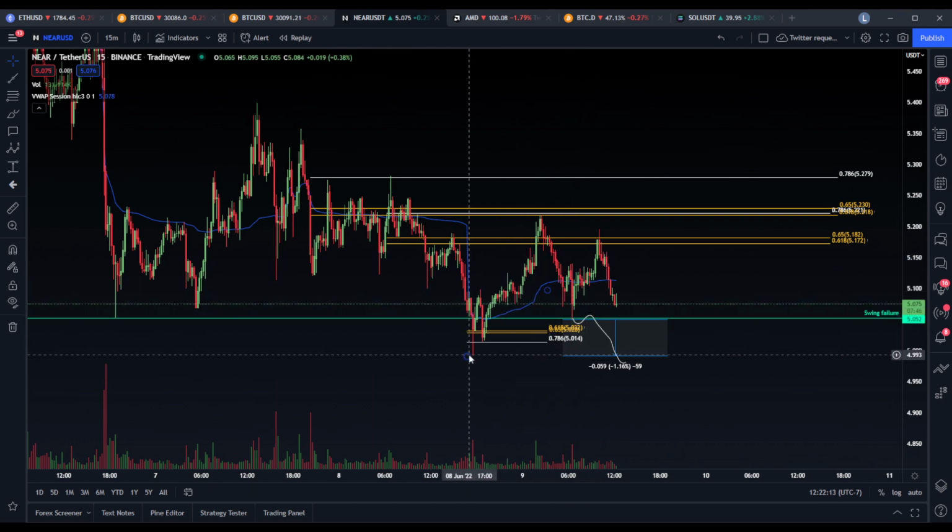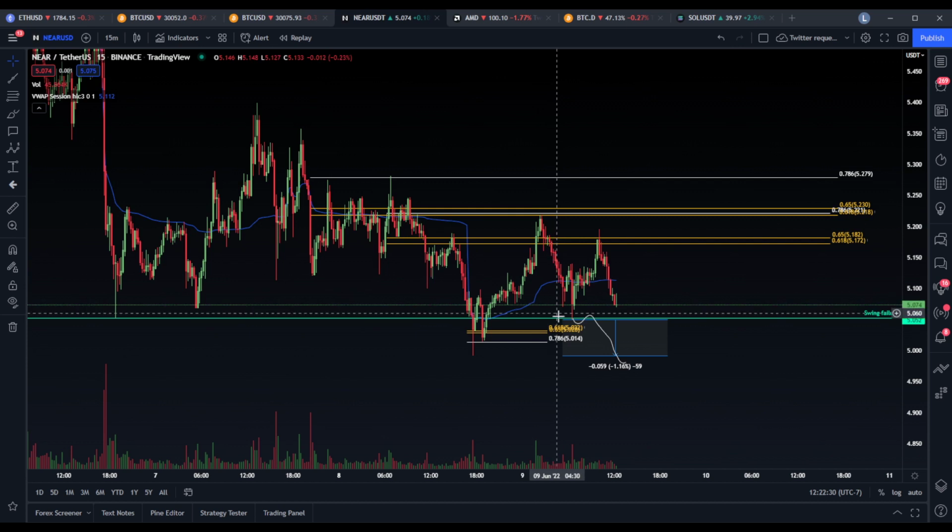Great position. Reaction, swing failure. I took this long here. I'm happy to do that. I was thinking about adding here, but I did not because I hadn't had profits off my initial position. But yeah, I set some limit orders, take some profits. I did not trade these, but I would have. And would I consider trading this?